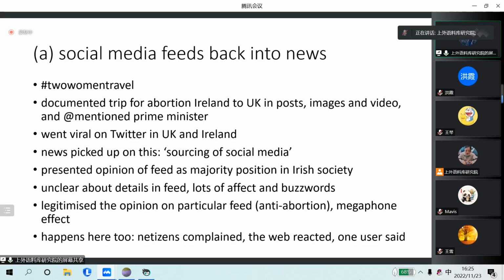It changed it. Not only did it give a megaphone position to these particular opinions, but it also made it very clear that this is what people really think popularly. So it was very clear about details in the feed, and there was lots of love and affect and emotions and buzzwords. Now, I've seen this happen here too. I get these expat news or whatever, and it's like, oh, netizens complained or the web reacted. And one user said, why do I care what one user said? Anyway, never mind. So it feeds back in the news.